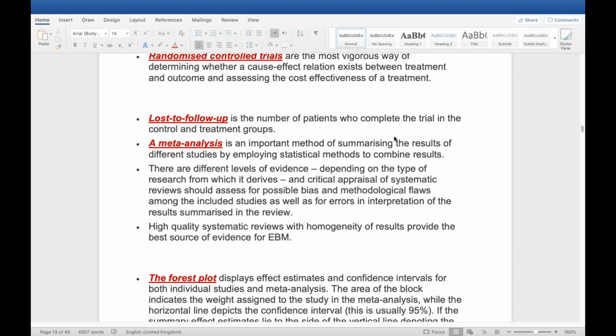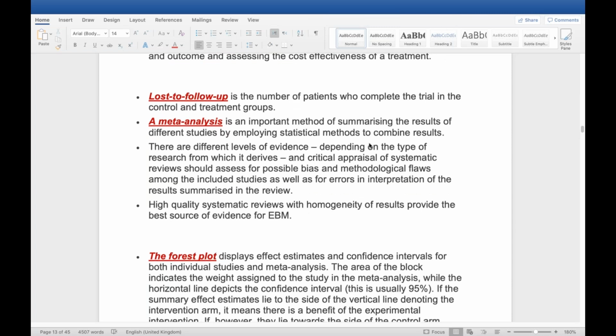So when people miss follow-up, there are some statistical ways to adjust for this attrition bias. Okay, so that's another type of bias I'm just telling you about. And you can adjust for it in your statistical analysis, really. So that's loss to follow-up.